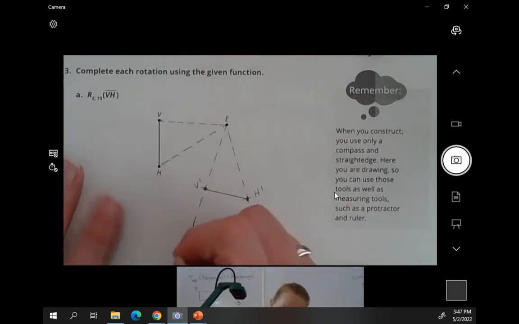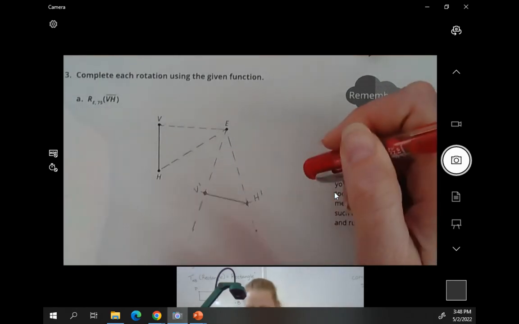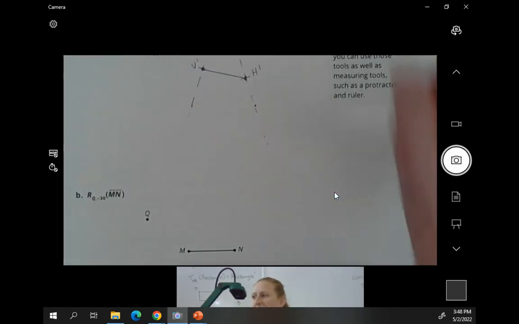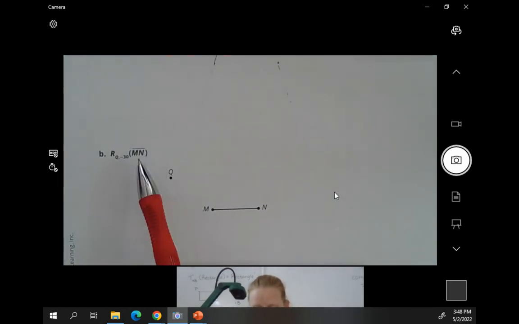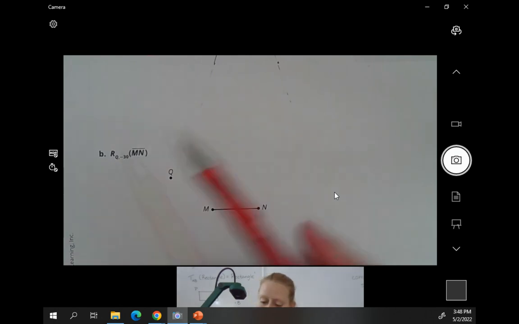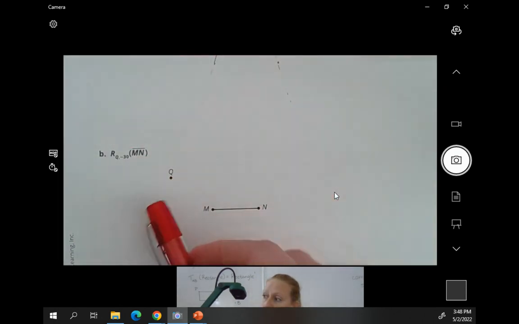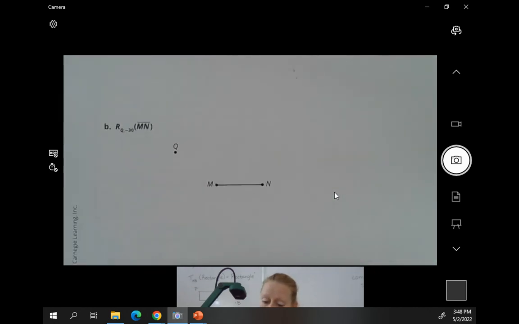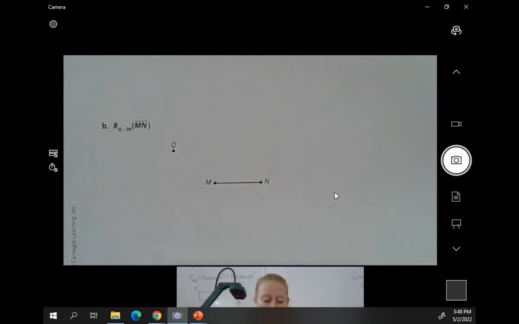For the purposes of B, I'm actually going to erase a little bit of what I got back here on A. I may need some space here. So if I come over to E, this one's a little different. My center is now Q. I'm going to rotate negative 30 degrees. So that means if this is Q, things are going clockwise this time. I'm going to rotate MN around Q a negative 30 degrees, so I'm going clockwise. All right.